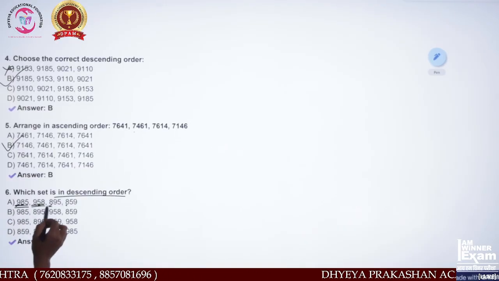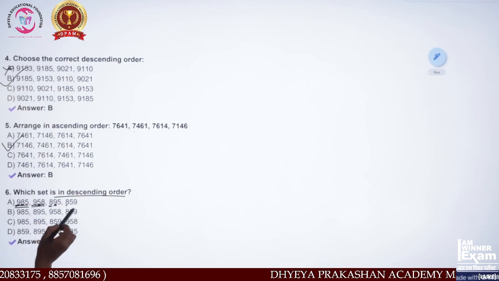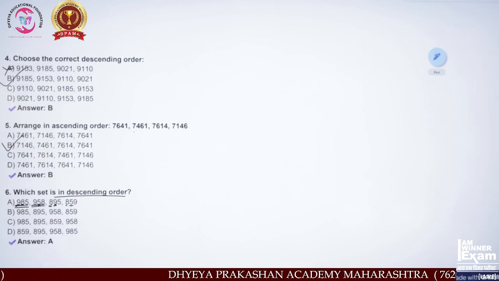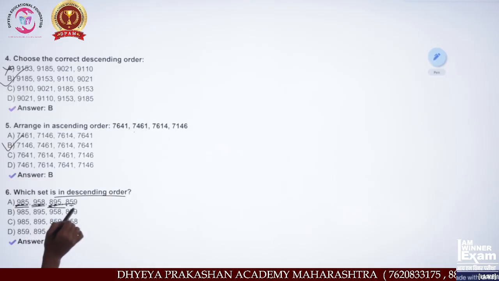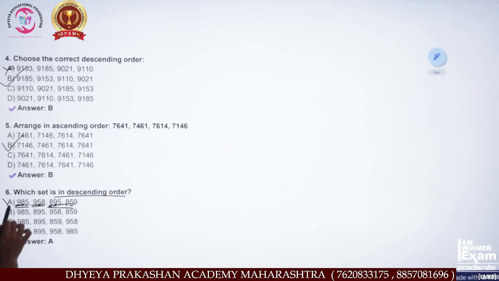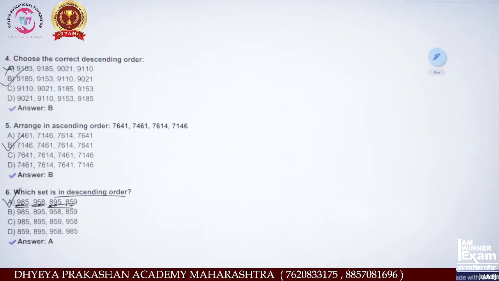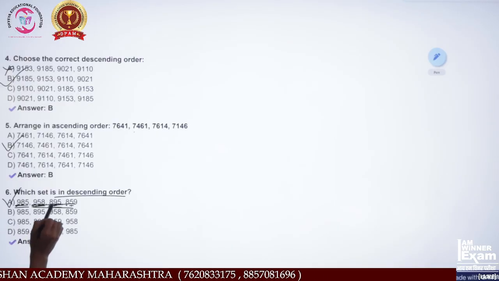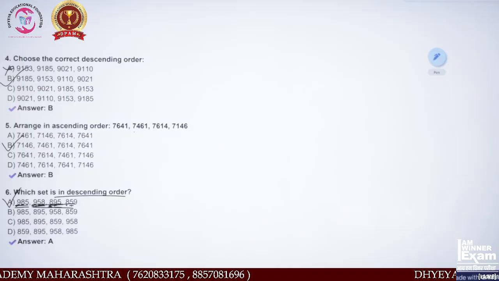After, let's talk about these two. 9 comes before 5. 9 is the greater, 5 is the smaller. That means this place is also correct. Option A is the correct option. This is also correct. It is the greatest, it is the smallest.